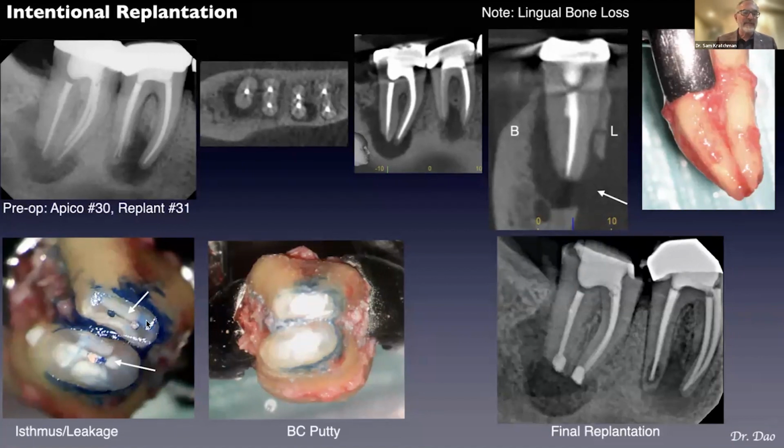We cut off the ends of the roots outside the mouth. We're bathing it in Hank's balanced solution. We see the canals with isthmus and leakage here. Prep it with a high-speed handpiece and BC putty. In 9 minutes, the tooth's back in the mouth. And I'm telling you, the success rate of these cases is remarkable.